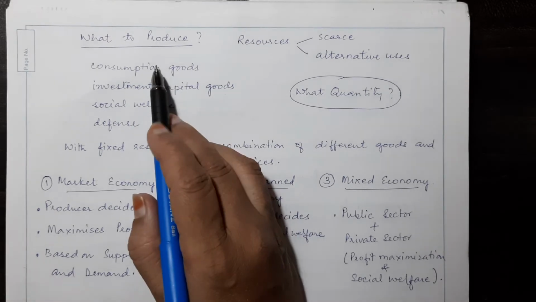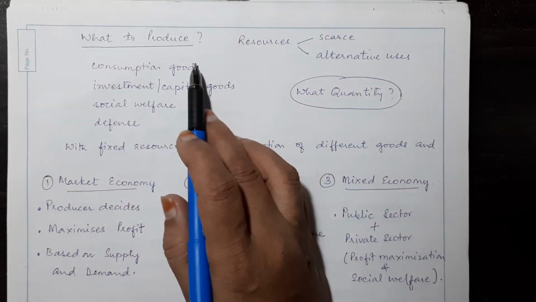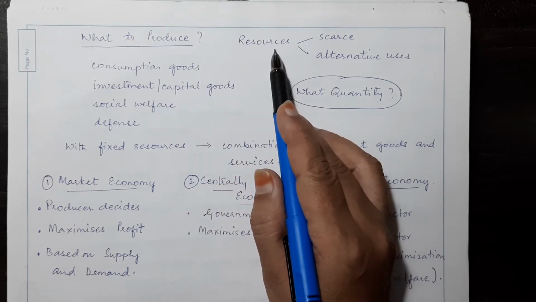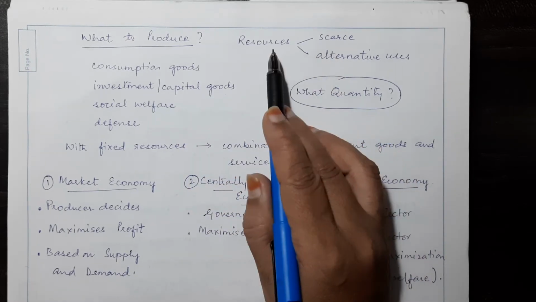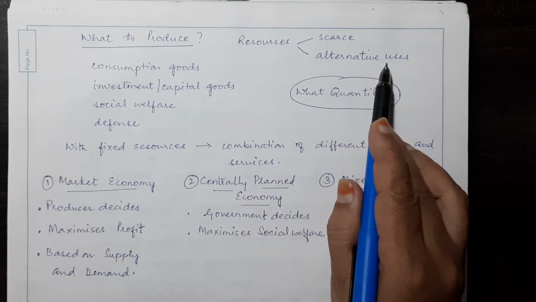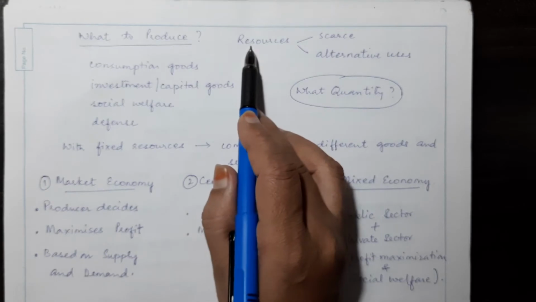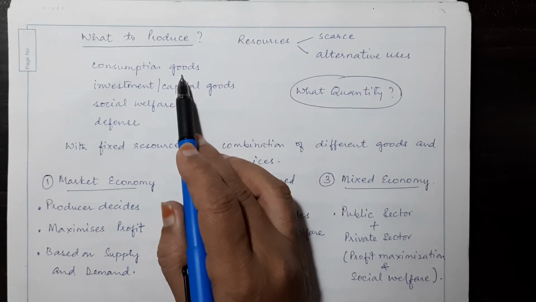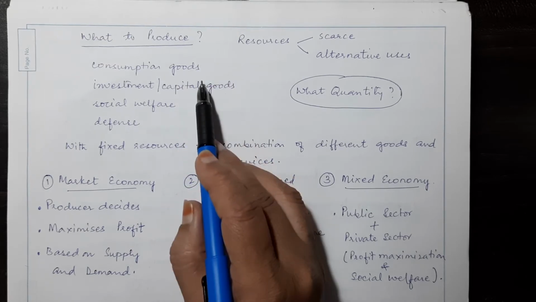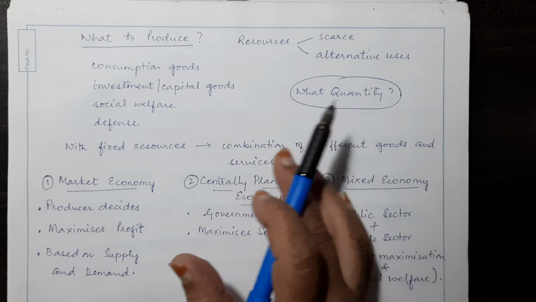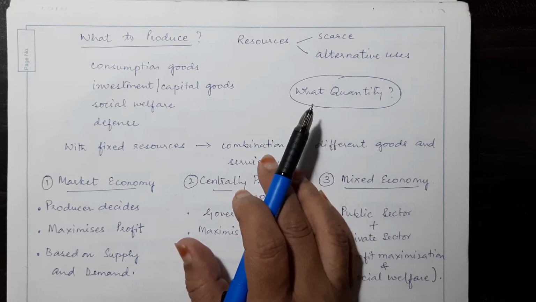Let's look at the first problem. What to produce? Now we saw resources are there which are scarce, and resources can be put to alternative uses. Now the question is, what should I produce with a given resource? Should I produce consumption goods? Consumption goods are general, basic goods for basic needs like food, clothes, etc.